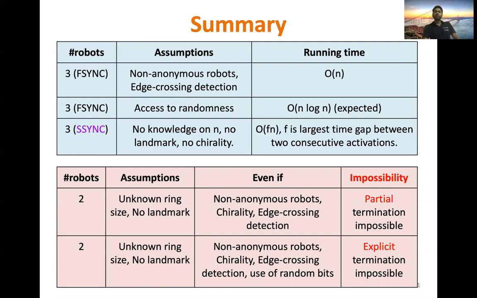We also showed an impossibility result. With two robots, if the ring size is unknown and there is no landmark, then partial termination is impossible even if you have the edge crossing detection assumption, and of course chirality and non-anonymous robots. On top of that, even with edge crossing detection and random bits, explicit termination is still impossible.